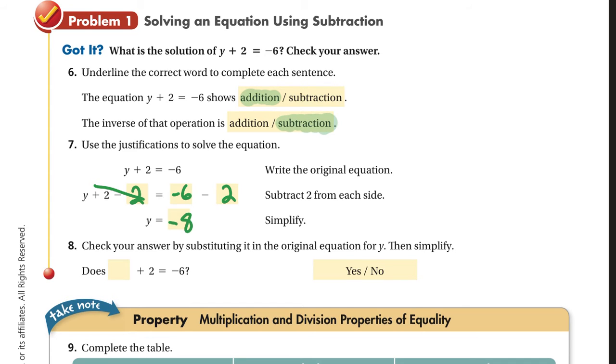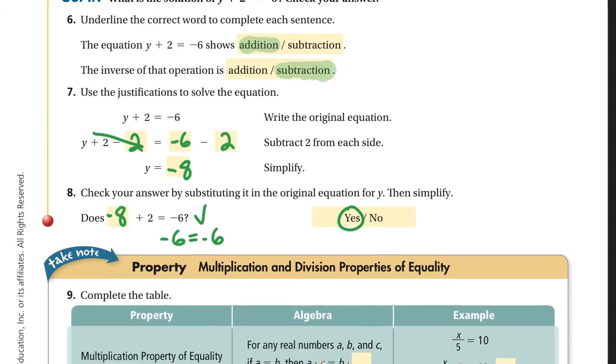So in the next step, it says check your answer by substituting. If I substitute negative 8 into the original equation, I take negative 8 plus 2 equals negative 6. That is true because negative 6 equals negative 6. So pretty straightforward. Do the opposite operation to isolate the variable.